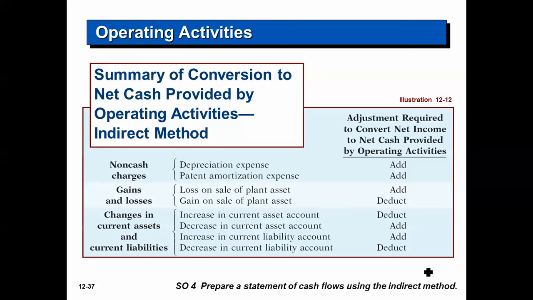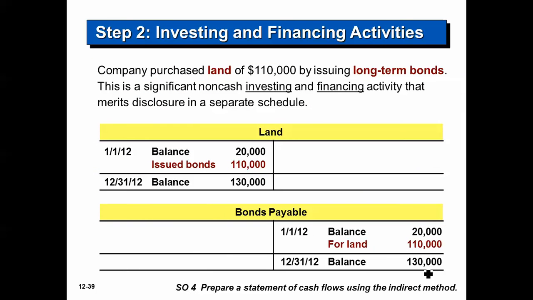Okay, so there's a summary of the conversion of net cash provided by operating activities. Depreciation expense, you add back. Loss on equipment, you add back. Gain, you deduct. Increase in current asset account, you deduct. Decrease in current asset, you add. And the opposite is true for the liabilities. So that completes step one, which is operating.